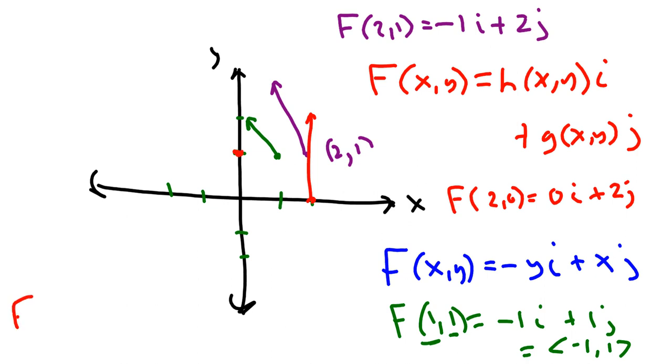If we did F of (0, 1), well, you get negative y, so it would be negative 1i plus 0j. So that would just go, if we're careful, negative 1 in the x direction and not move in the y direction. So that vector is going to look like that. This is the vector negative 1, 0.